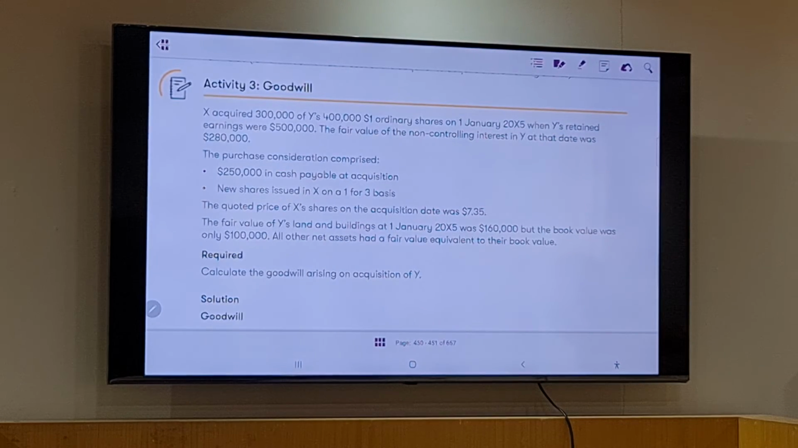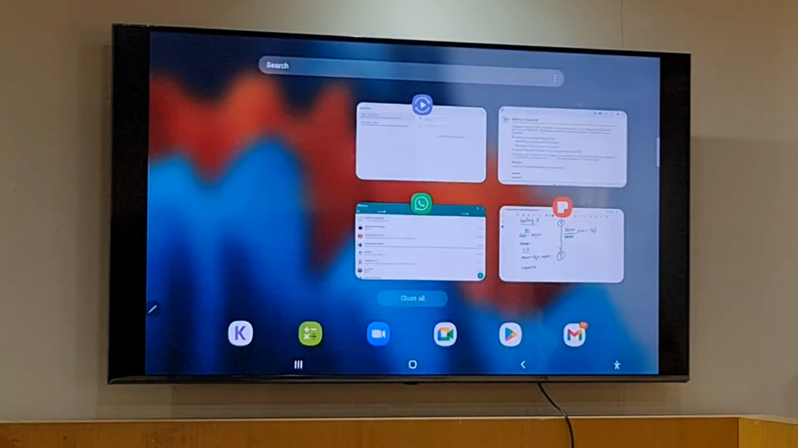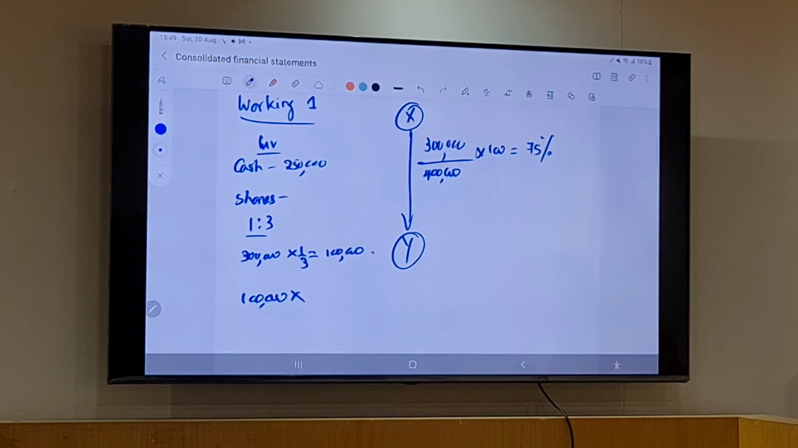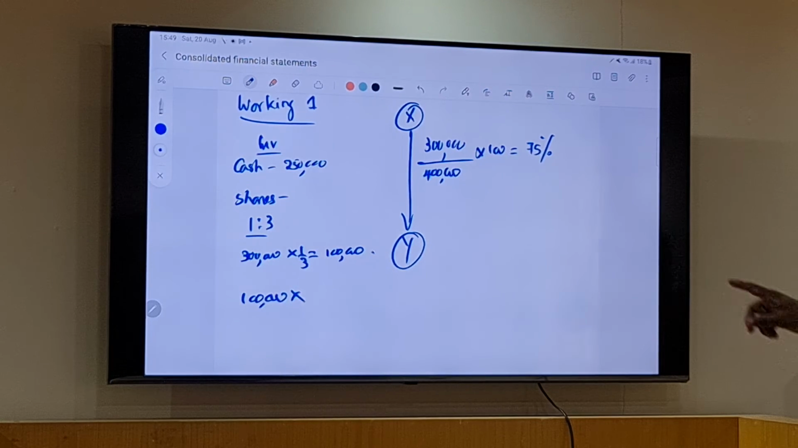What is the market price? 1.35 is the quoted price of the shares. The acquisition rate was 7.35. Leave it, we don't need to worry about that now. We need the price of the parent company. X is the parent, yes. So have you arrived at 300,000, 1 into 3, correct? See, it says over there.